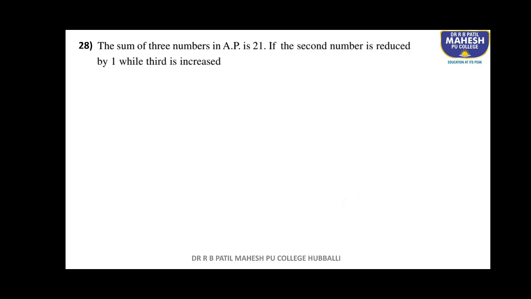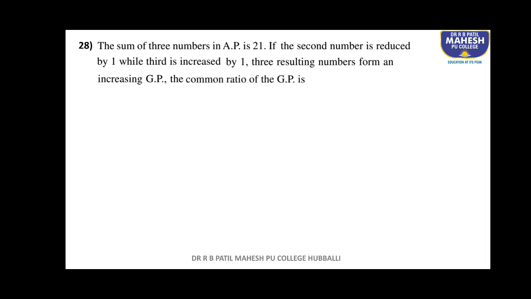Now consider question number 28. The sum of three numbers in AP is 21. If the second number is reduced by 1 while the third is increased by 1, the three resulting numbers form an increasing GP. The common ratio of the GP is option A 2, option B 3, option C 4, option D 7. Let us go for the solution.